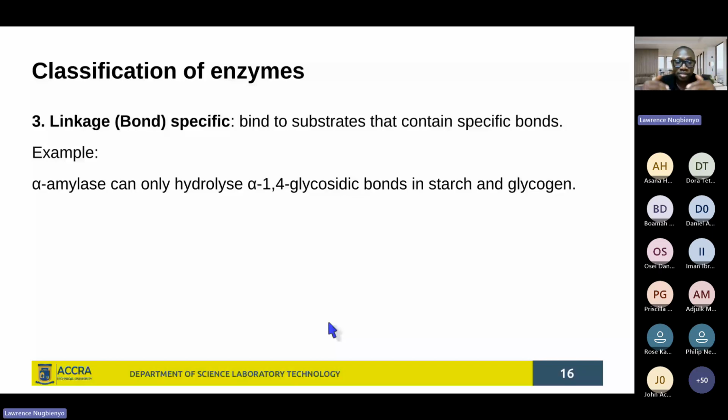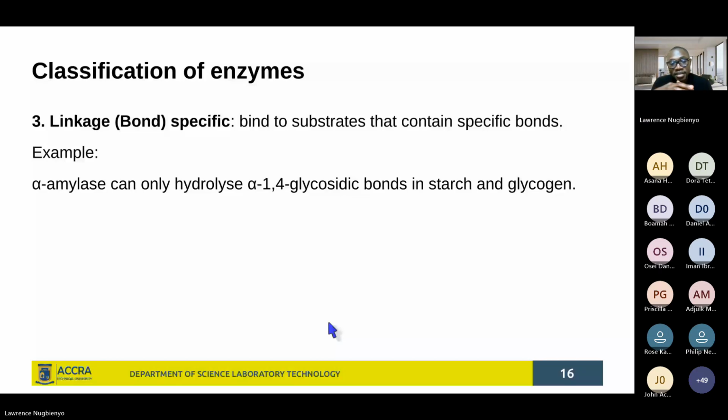So that is bond specificity of alpha amylase. Another interesting thing about it is, for instance, you see termites eating wood. The termite itself is not benefiting from that wood because it also does not have the enzyme that can break down the beta 1,4-glycosidic bonds, except that the termite has some microorganism in its gut, its digestive system.